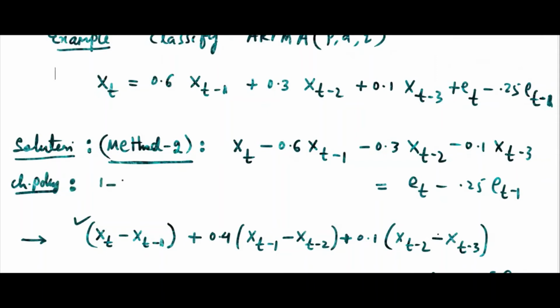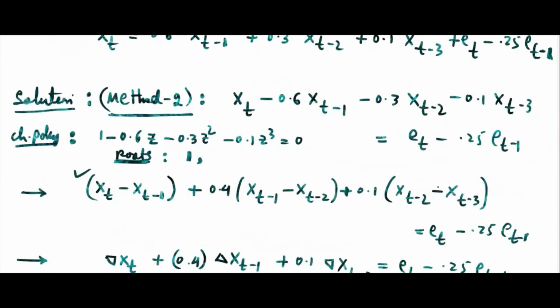You will get 1 minus 0.6 z minus 0.3 z square minus 0.1 z power 3 equal to 0. You check the roots. Okay, if you get a root 1, and in this example we know you will get a root 1, then this is not stationary, right? Because you have a root 1 that you want to discard. How can you do that? You have to apply this method, 1 and 2 other roots.